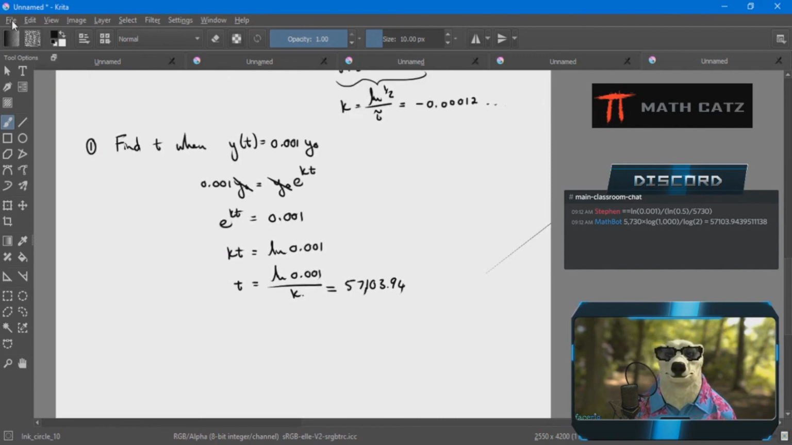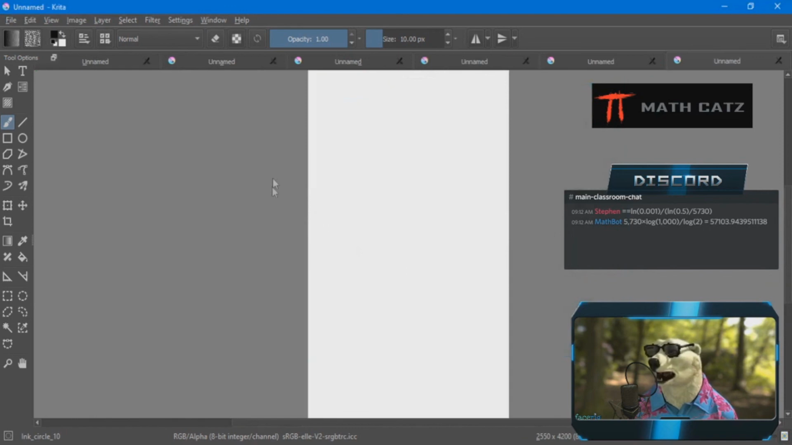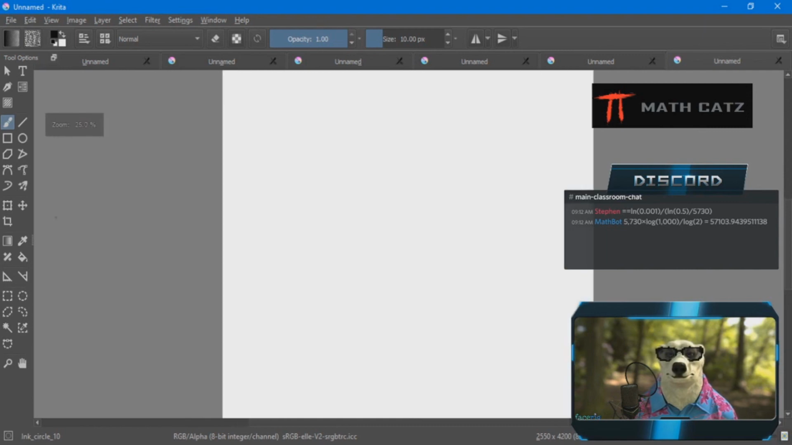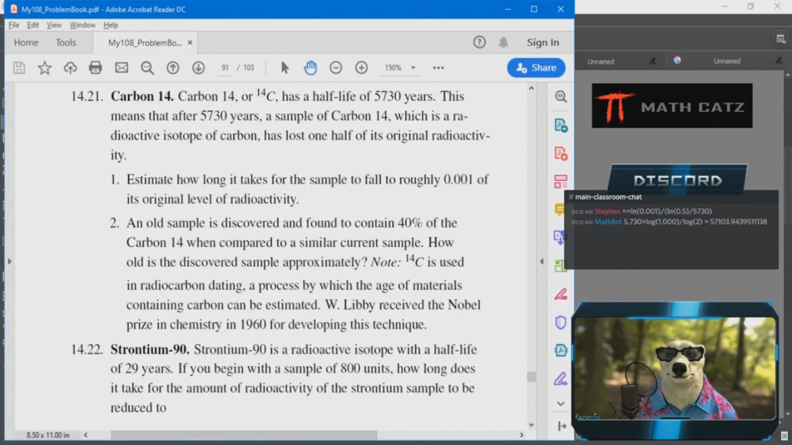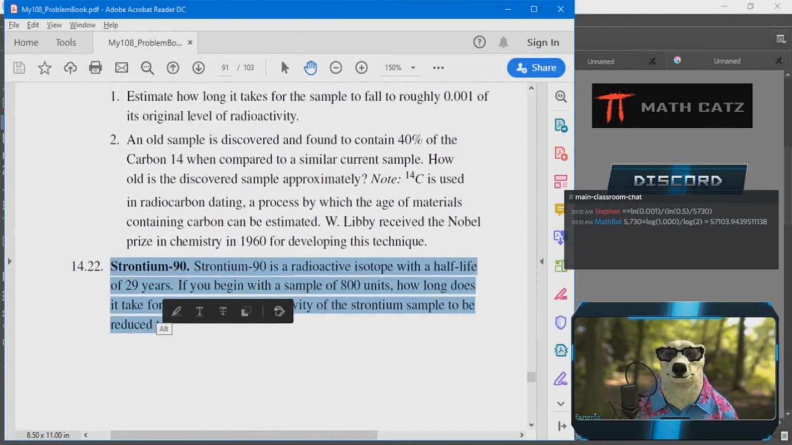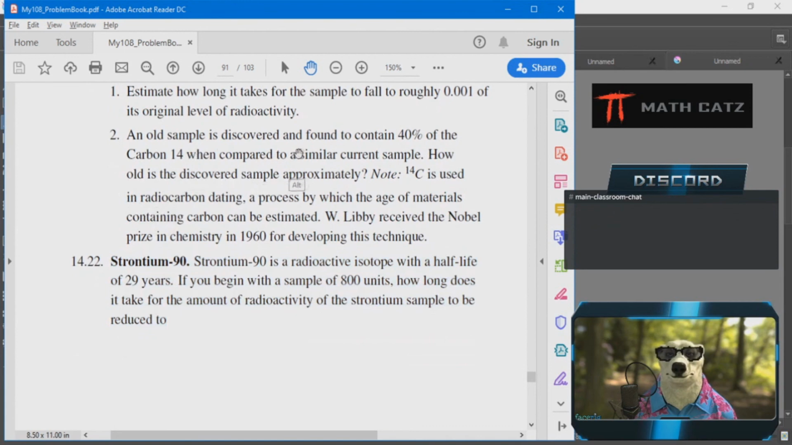Let's make a new page for this last bit. And again, just trying to squeeze everything in so there are no surprises really for the kinds of questions. Let us see. Where's the question? Okay, so here we go. And whoopsie, let me just go back. There we go. Number 2. An old sample is discovered and found to contain 40% of the carbon-14 when compared to a similar current sample. How old is the discovered sample approximately?